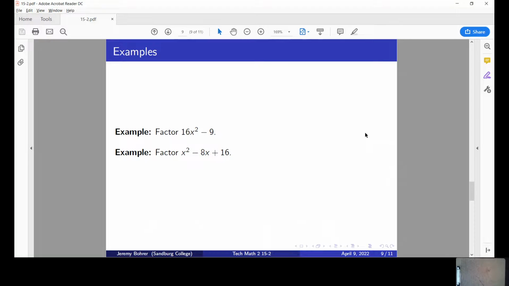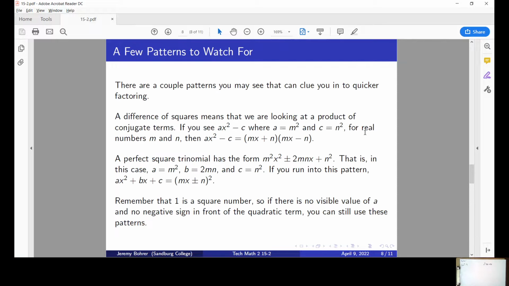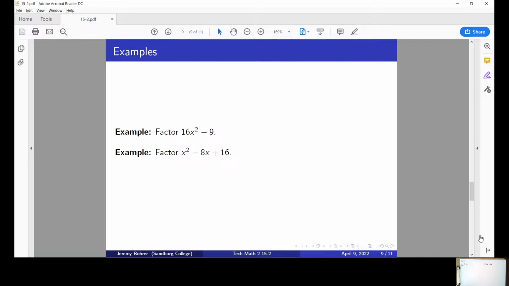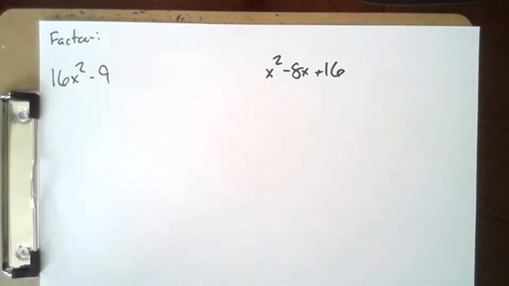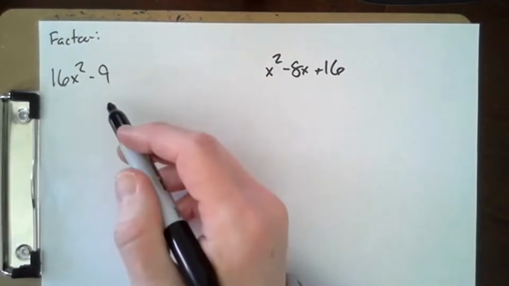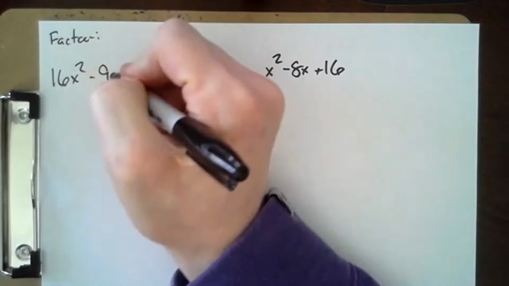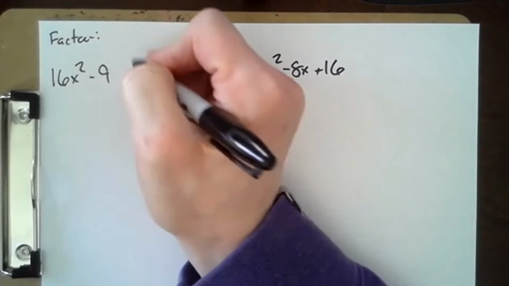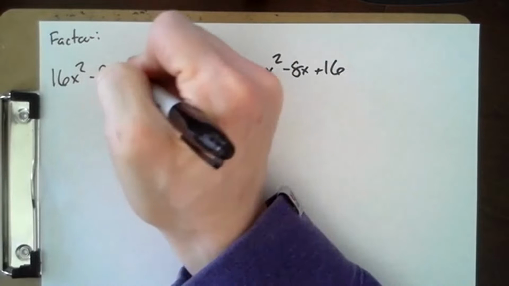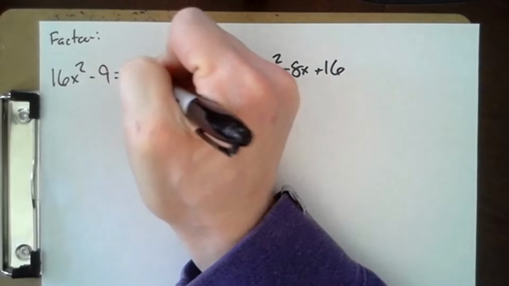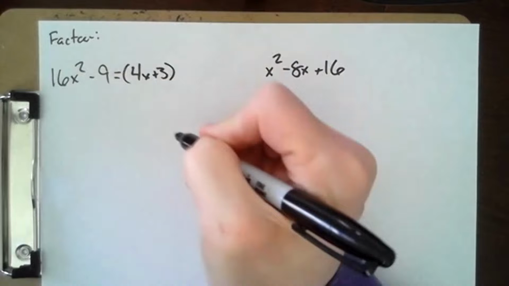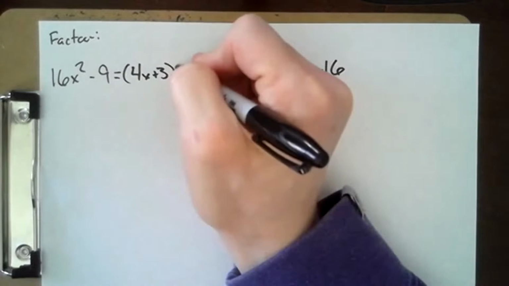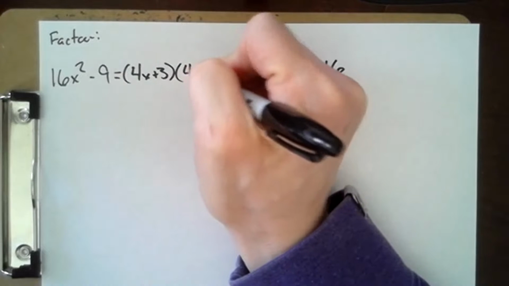Okay, now we're asked to factor a couple of expressions that are in one of our patterns. We've seen these before. So this first one is 16x squared minus 9. Well, 16x squared is a square and 9 is a square, so we can rewrite this as 4x plus 3, that's the square root of 16x squared plus the square root of 9, times 4x minus 3.